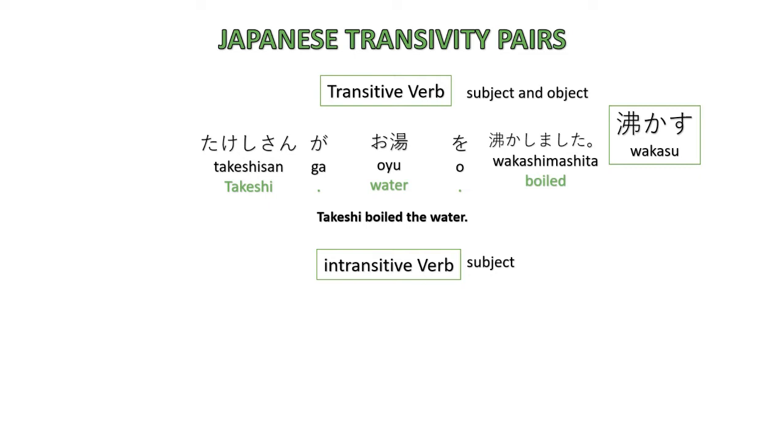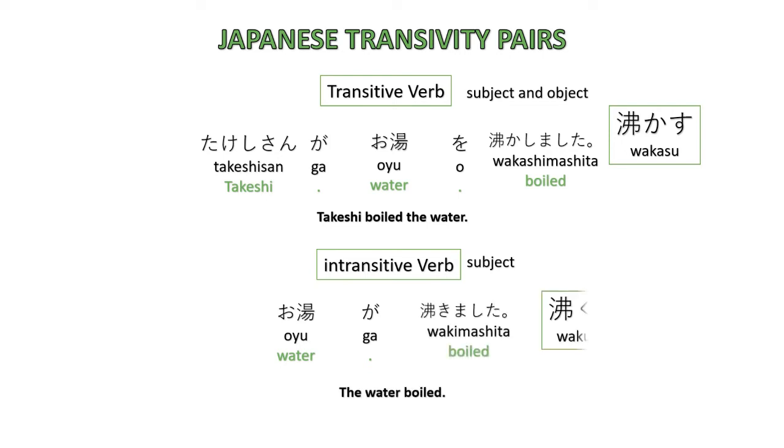And because this is Japanese, we have no right to complain. We use oyu o wakashimashita. So literally, it means boiling hot water. Okay, but in English, it is translated as Takeshi boiled the water. So wakasu has an object, that is water. For the intransitive verb, oyu ga wakimashita. So here we use waku. The water boiled. Okay? Oyu ga wakimashita.